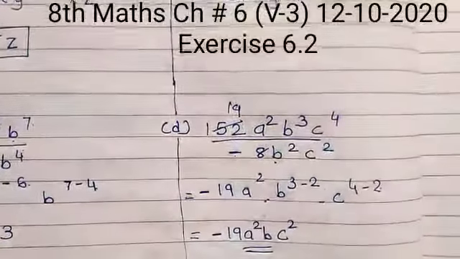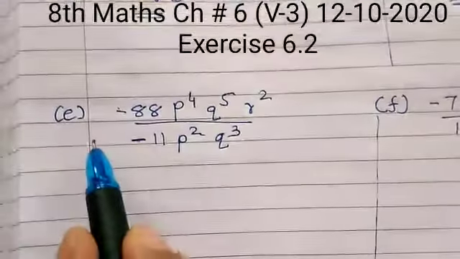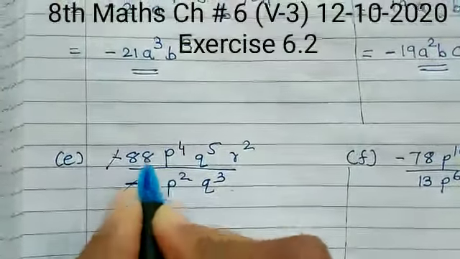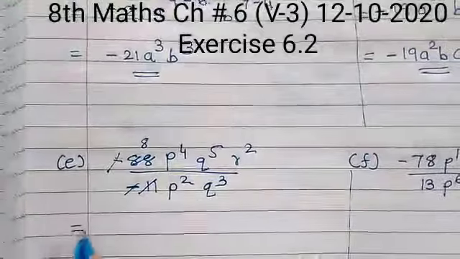That is our answer. Now E number. So here minus also will be cancelled out and 11 8s are 88. So our answer will be 8.